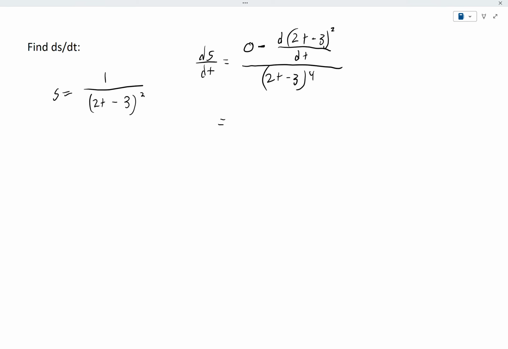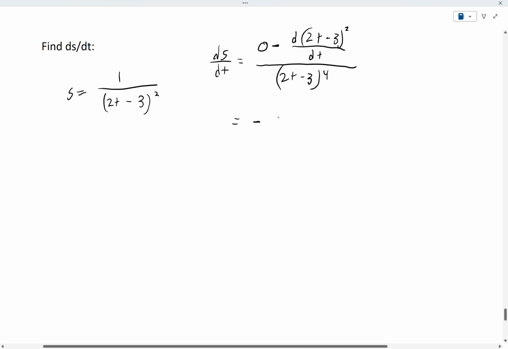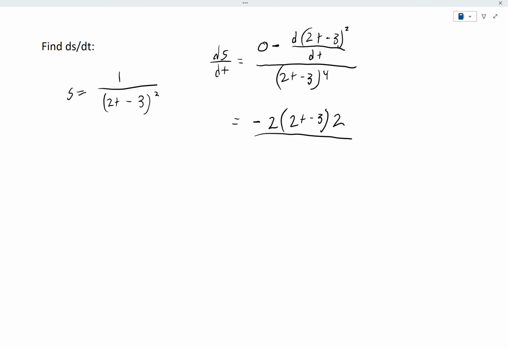Alright. Now, in the top here, I need to find the derivative, so let's do that in our next step. So I'm writing the negative out front here because 0 minus this. So negative the derivative of this. The derivative of this is going to be using the chain rule right here. So we're going to say power out front, 1 smaller on the power, times the derivative of the inside. So derivative of the inside is going to be just 2, using the power rule. All over bottom, which is 2t minus 3 to the 4th.